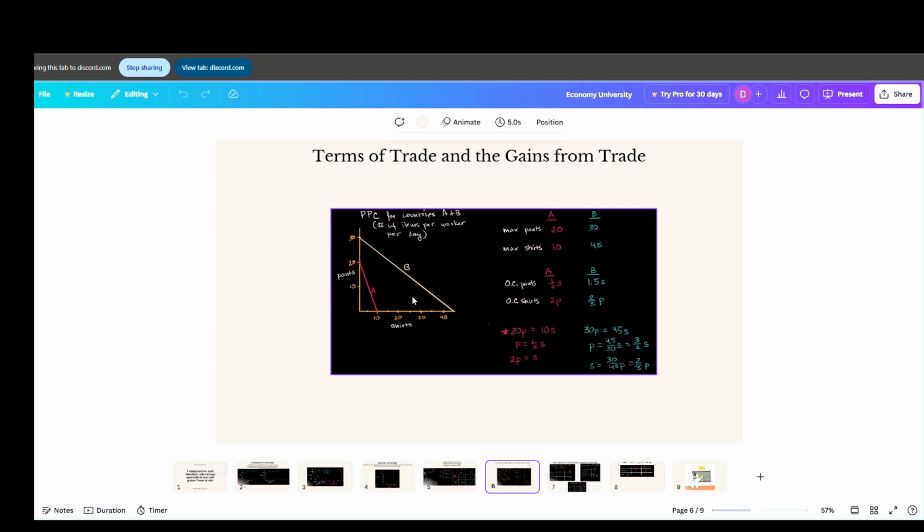Terms of trade and gains from trade. In this example, we will take again 2 countries, and they will produce pants and shirts. As you can see, at its maximum, country A can produce 20 pants and 10 shirts, while country B can produce 20 pants while producing 0 shirts and 10 shirts while producing 0 pants. Please don't forget about the ratio here. We can produce either one, and the middle ground won't be a maximum point.